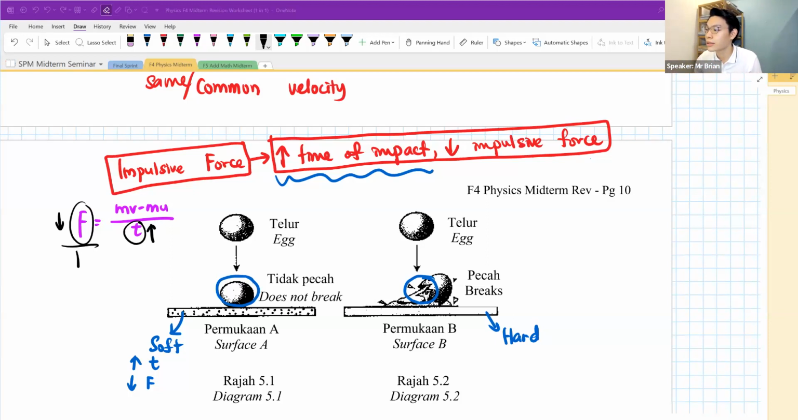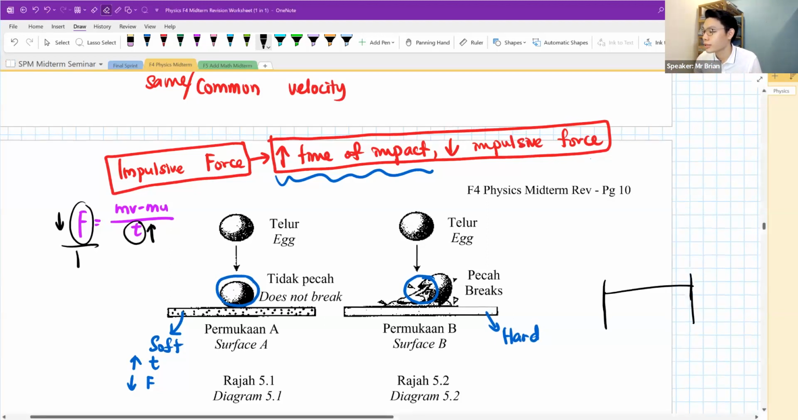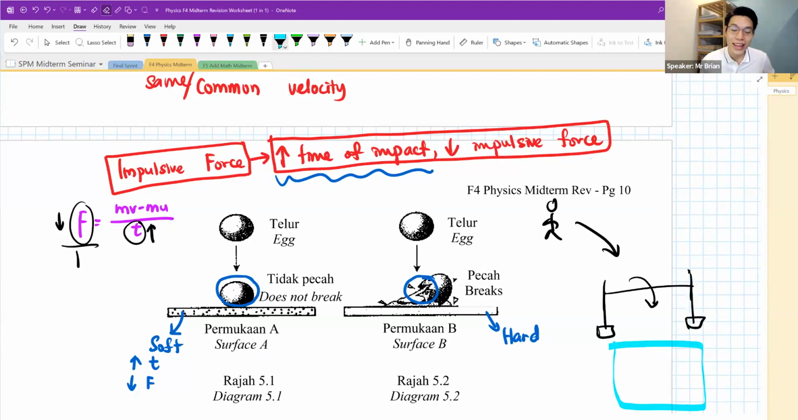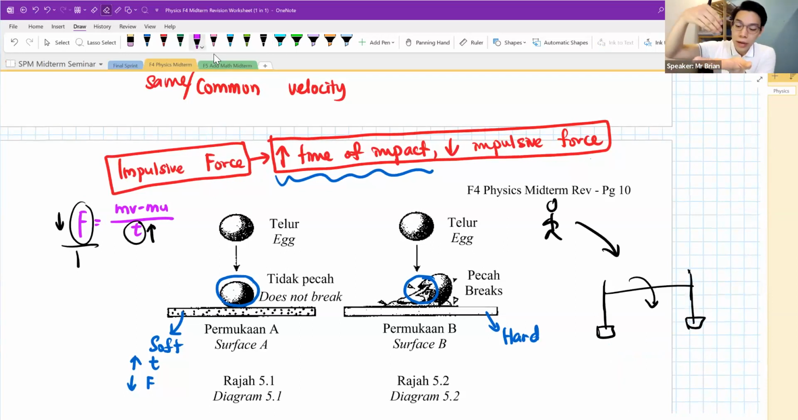Just like when you do high jump. Usually high jump has this stick, right? And then somebody will run, and then jump. If I don't put a mattress here, what will happen? The person is just going to run and jump and hit the concrete floor, you see? Very painful, right? But do you know how to explain why it is very painful? We say the impact force is very high, impulsive force very high. How come very high? Because the concrete floor is very hard. It will just hit the floor like that. The time of impact is very short.